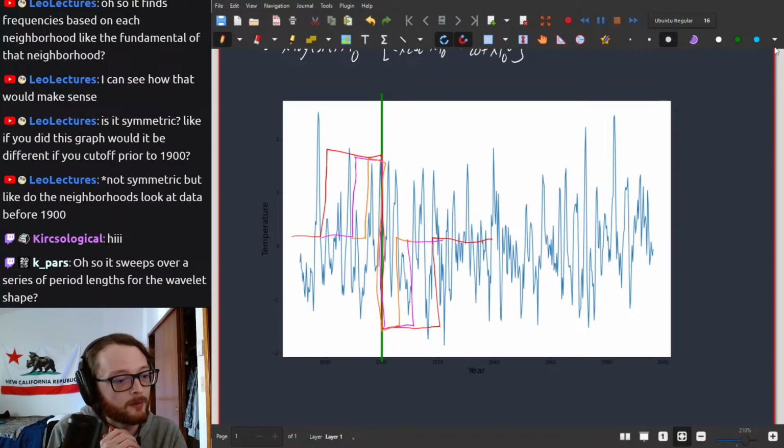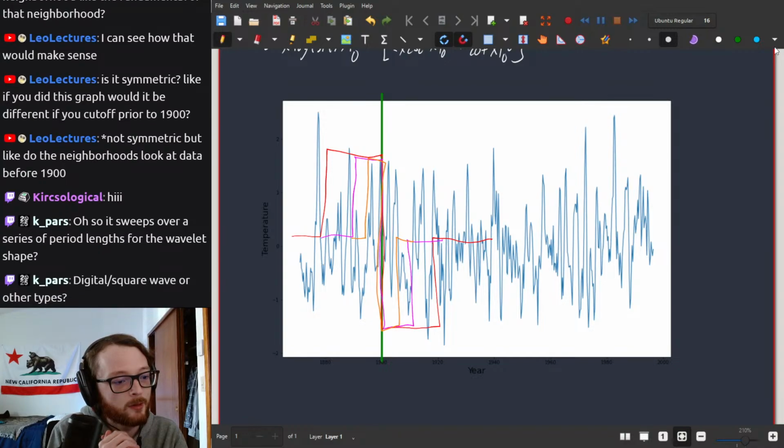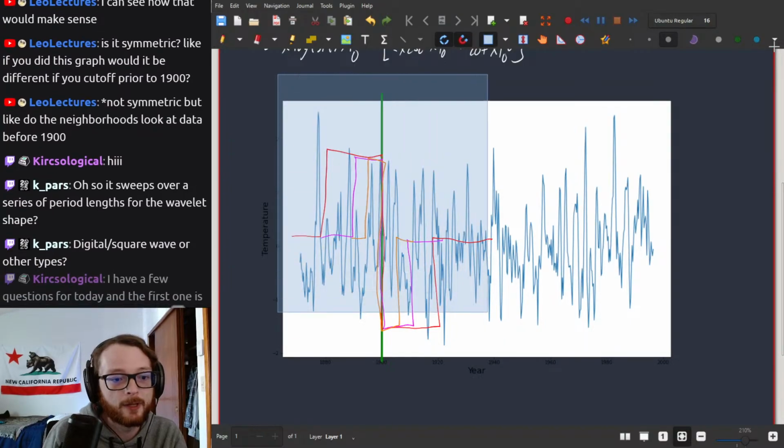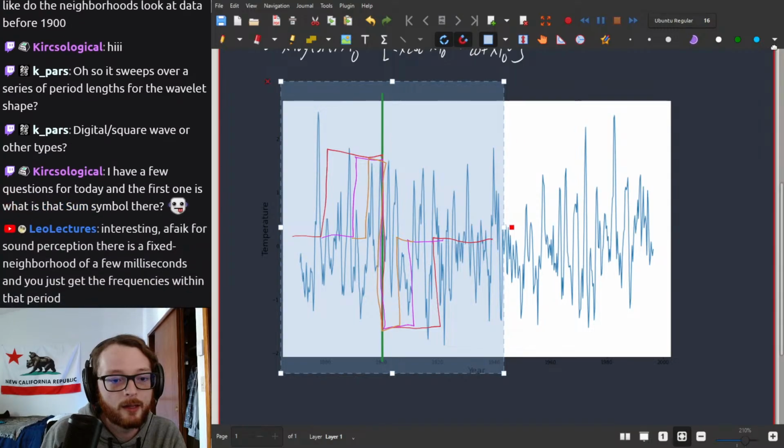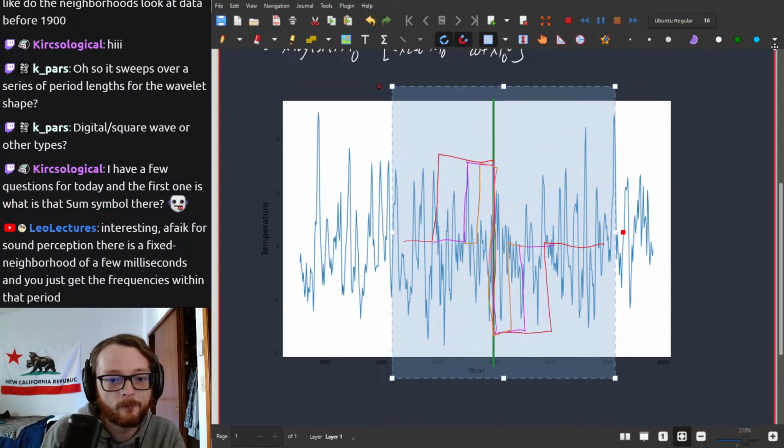Hey, Kirk. It sweeps over period lengths for the wavelet shape. Exactly, yeah. And so it does the same process at every vertical slice. So this will get slid along for the year 1940 also, and do all these same different scales of wavelets here too. And that's what gets you all your different frequencies.